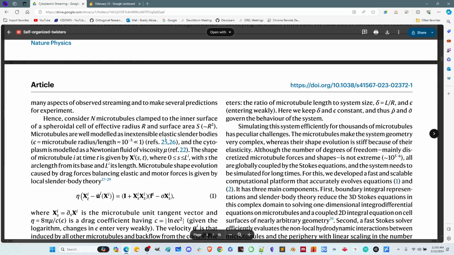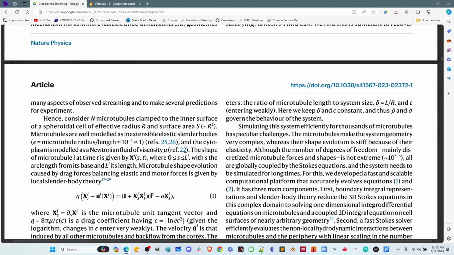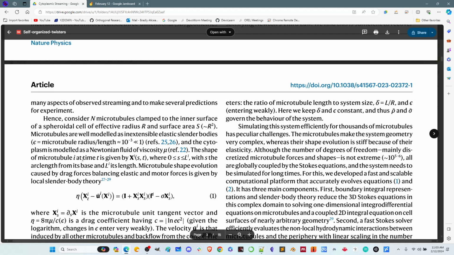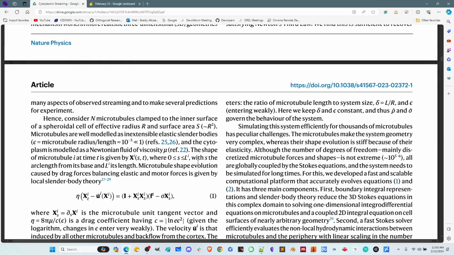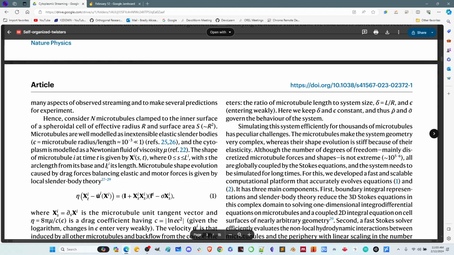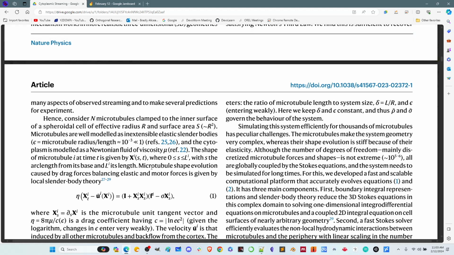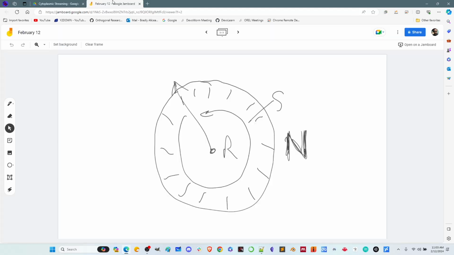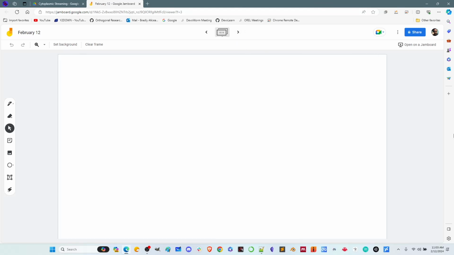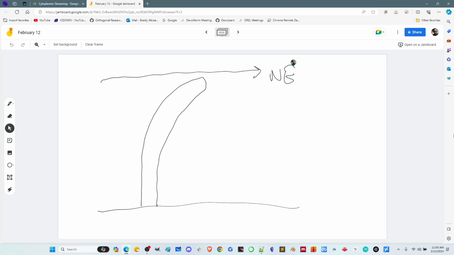And the cytoplasm is modeled as a Newtonian fluid of viscosity mu, which is from reference 22. The shape of a microtubule i at time t is given by x_i(s,t), where s is the arc length from the base and L_i is its length. So basically they're modeling the shape of the microtubule. Here we have the microtubule, which is anchored at one end. And it's bending, and it has physical properties. And then the flow is here, and there's a force. So this is a Newtonian fluid, which means it should respond linearly. It's not a non-Newtonian fluid, which is nonlinear in its response.